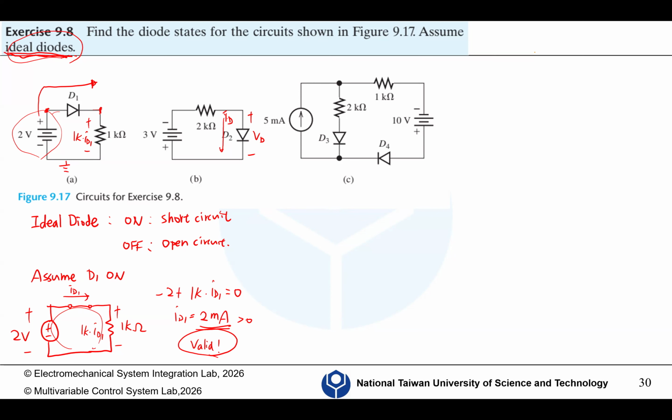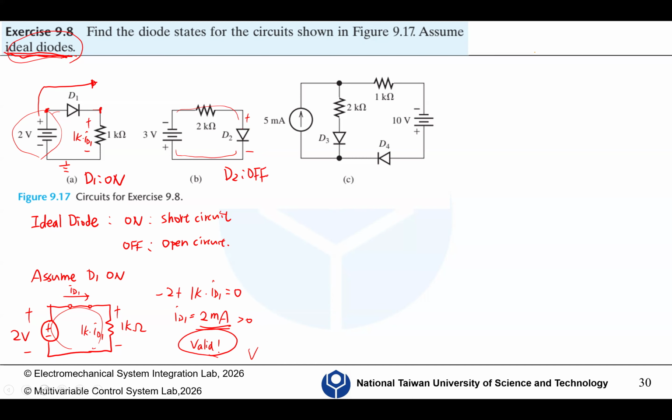So D1 is on. You don't even need to make a thorough analysis. Then we know D1 is on. And for B, it's obvious that because this is positive here, and you connect the negative to this diode, we can know immediately that D2 is off.